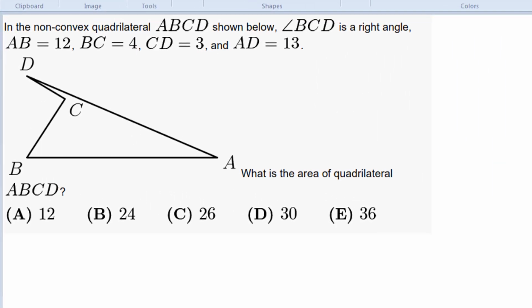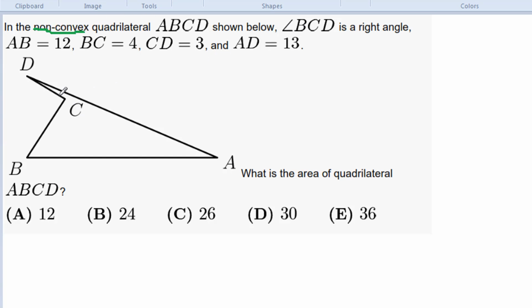We have a non-convex quadrilateral. That just means a quadrilateral that folds in on itself. Okay, so this angle here folds in, right? This would be less than 180, less than 180, less than 180, and this angle here would be more than 180. That's all non-convex means. It folds in on itself.